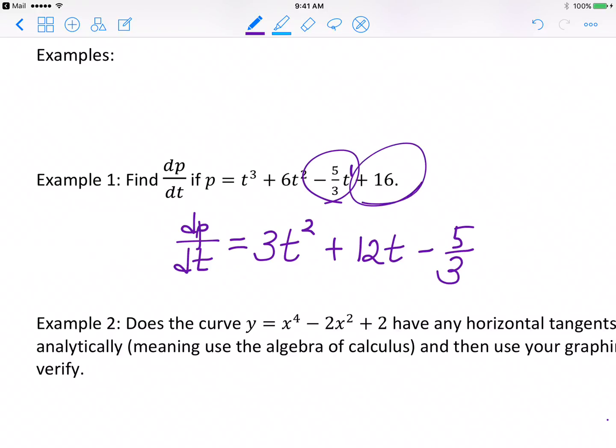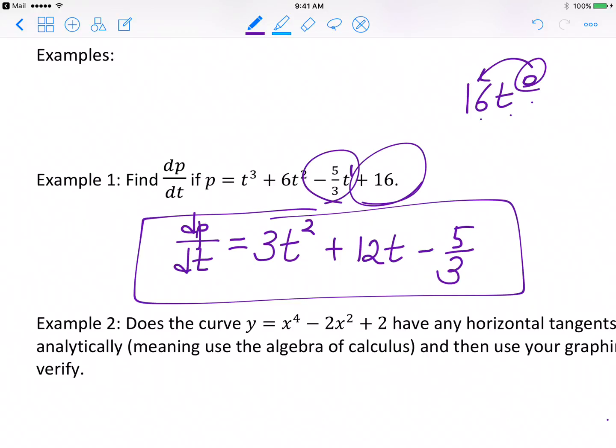And the derivative of 16, that's the derivative of a constant value. And someone mentioned in my block 1, that's like 16 times t to the 0 power, which means you can multiply that 0 by 16 to get 0 for the whole thing. So you don't even have to write that. So there you have it. So that's the derivative of p with respect to t.